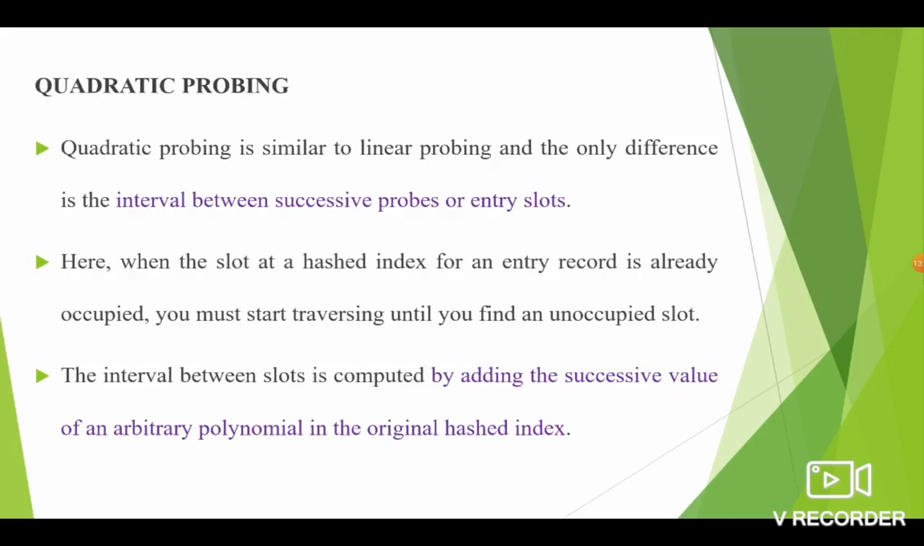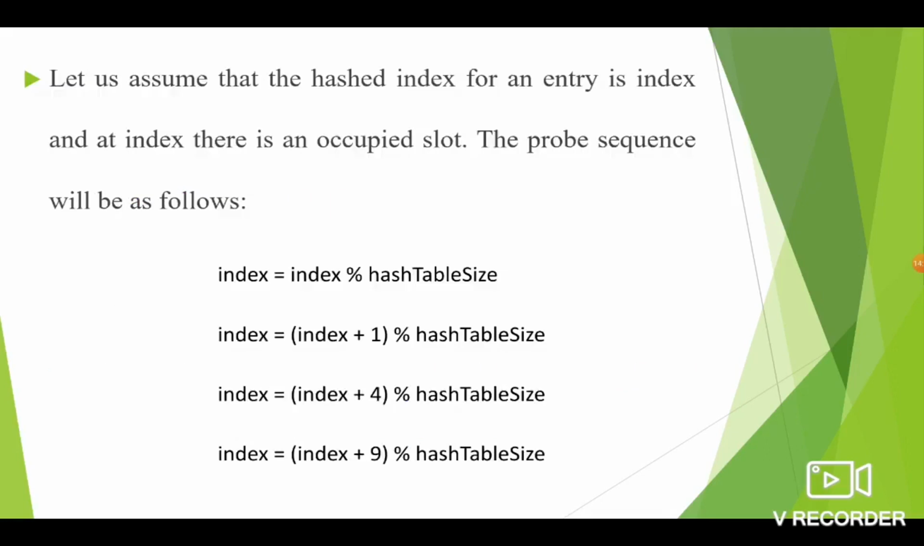The same procedure is applied to quadratic probing also, but the only difference is the interval between successive probes, or the interval between entry slots, is different. When the slot is full, you have to keep traversing until you find an unoccupied slot. The interval between slots is computed by adding the successive values of an arbitrary polynomial to the original hash index. So this is the formula.